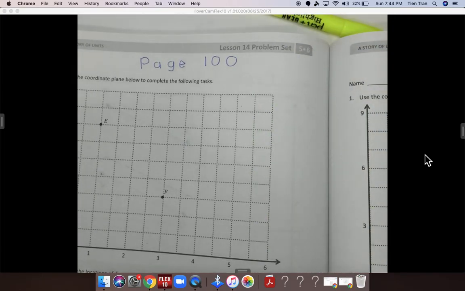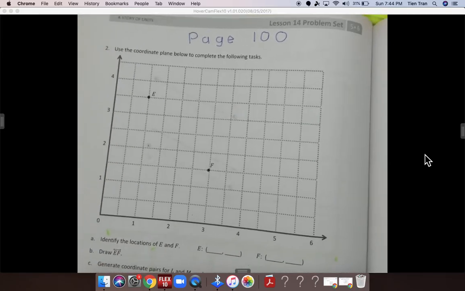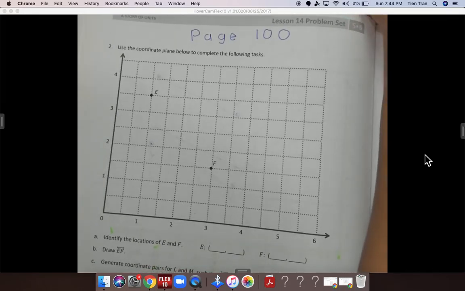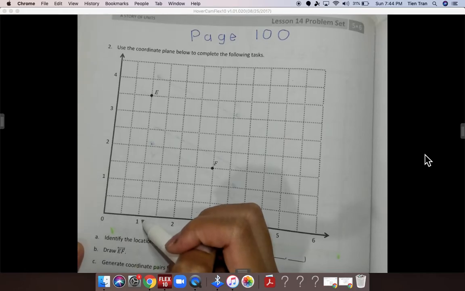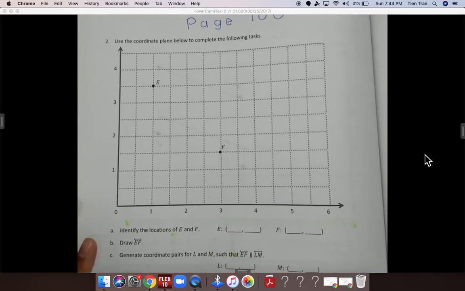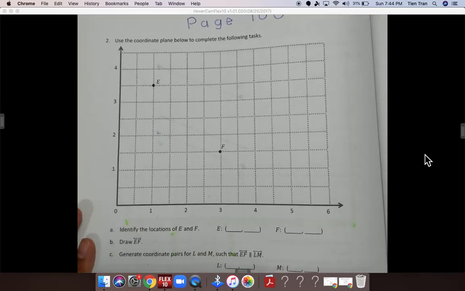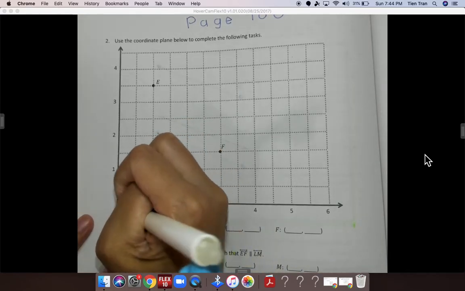They're asking you to do the same thing as the last page, but this coordinate plane is interesting because it's not moving by whole numbers. So look here, we have 0 and then we have 1. So in between 0 and 1, what is right in the middle? It's going to be 1/2.